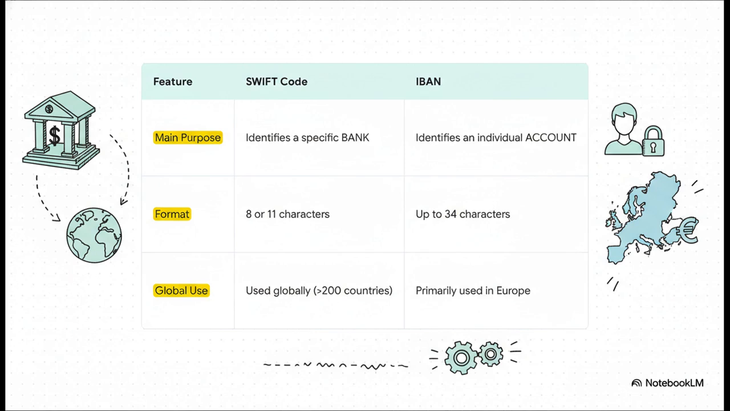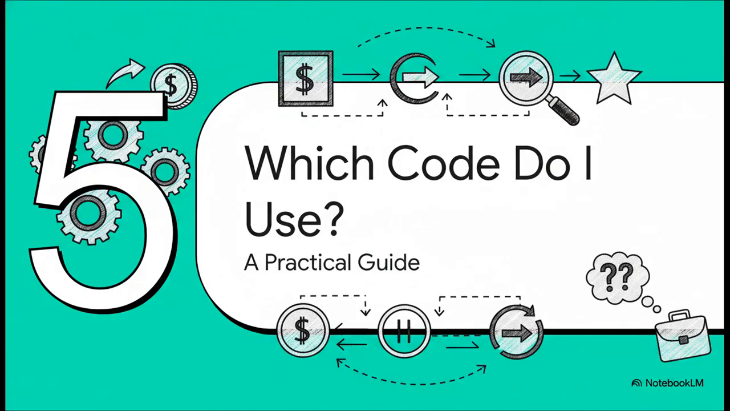Looking at them side by side really makes it clear. What's the main purpose? SWIFT finds the bank, IBAN finds the account. What's the format? SWIFT is short and sweet, 8 to 11 characters. IBAN is a long one, up to 34. And how are they used? SWIFT is truly global. We're talking over 200 countries. IBAN is mostly a European thing. They do different jobs, but they work together. So after all that, we get to the big question. Which code do you actually use and when? Let's get practical and break down the real-world situations.